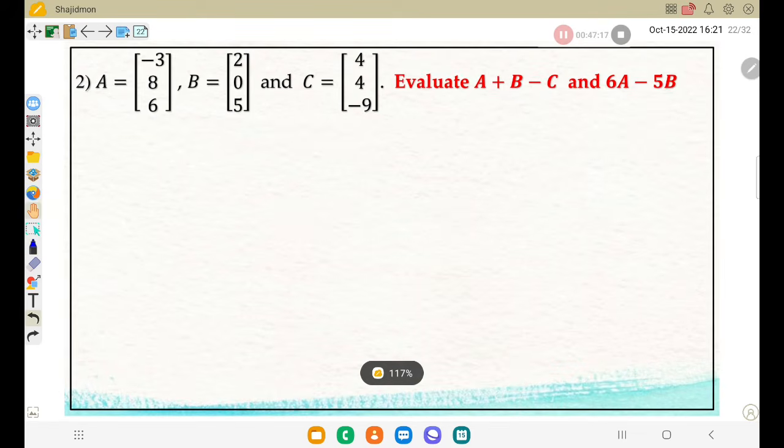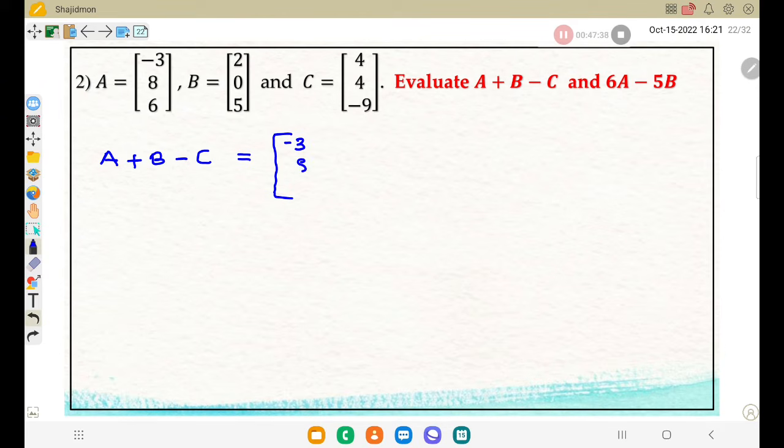A equal to matrix [-3, 8, 6]. B equal to matrix [2, 0, 5]. C equal to [4, 4, -9]. Evaluate A plus B minus C first. A matrix plus B matrix minus C matrix. Correct? What is A matrix?